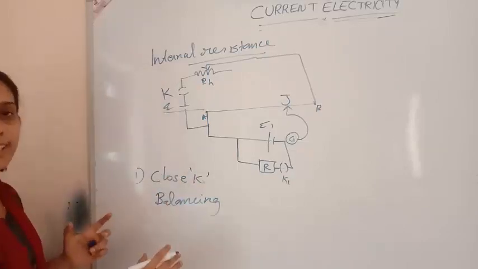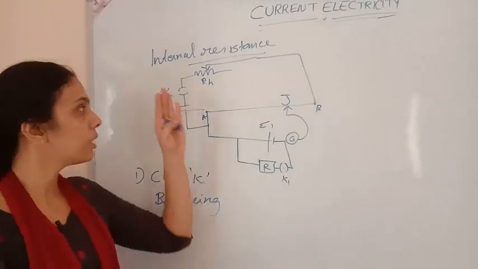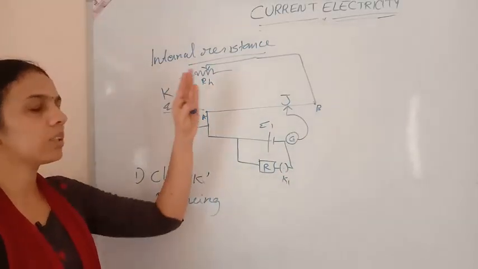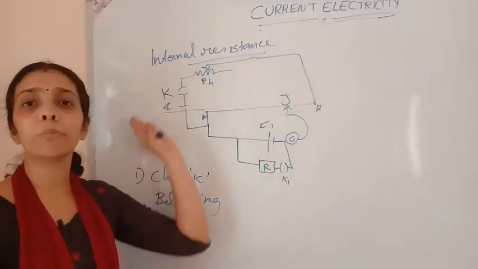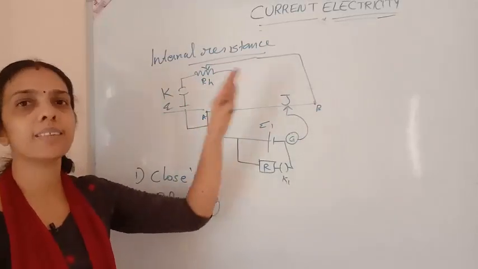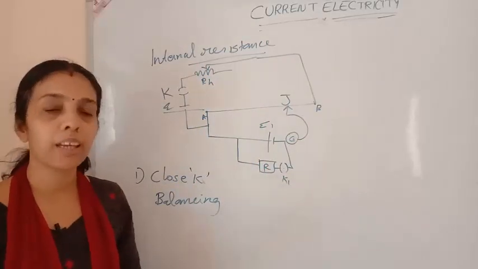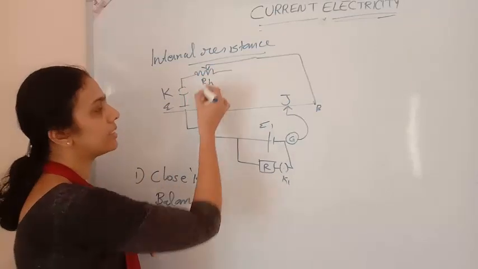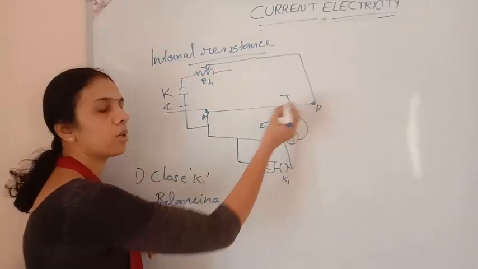This is the starting of the experiment. Before starting the experiment, what should we do? We should close the key, adjust the rheostat and check whether you are getting deflection on both sides. If you are getting deflection on both sides, only then will you get a proper null deflection. While we are adjusting this rheostat, we keep the deflection happening on both sides.